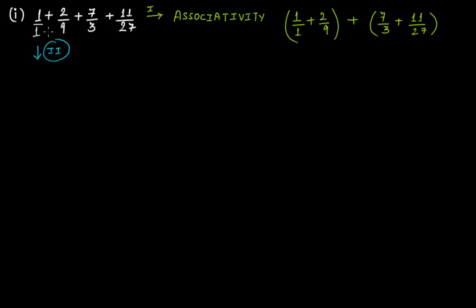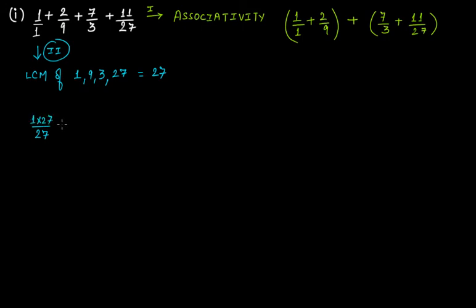Simply, what you have to do is first take the LCM of the denominators together. So the LCM of 1, 9, 3, and 27 will come 27. Okay, now for this 1 over 1, if I want the denominator equal to the LCM, that is 27, then if you divide 27 by 1, the quotient will be 27. So this becomes 1 times 27.